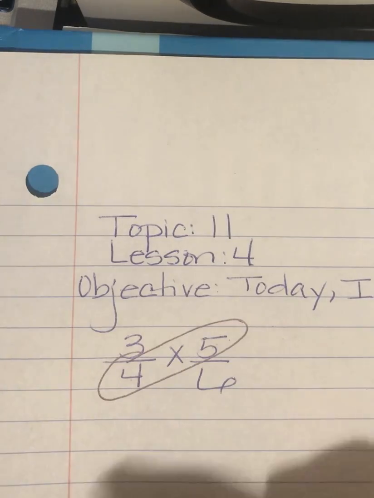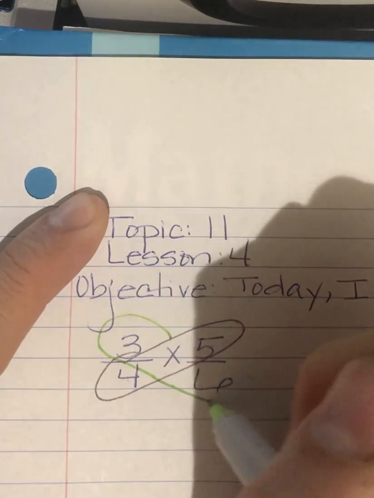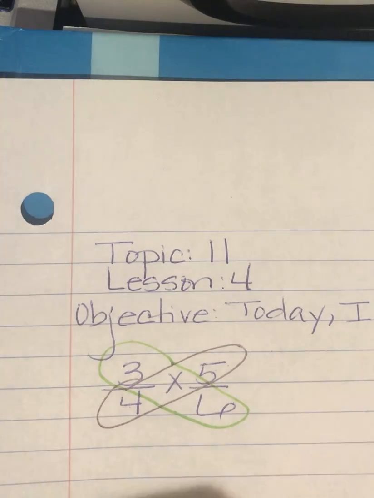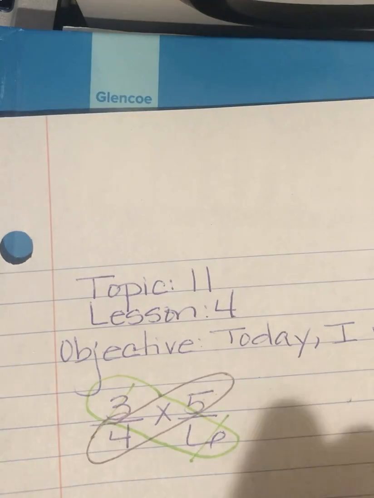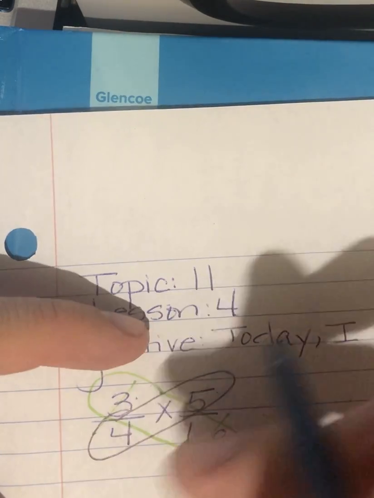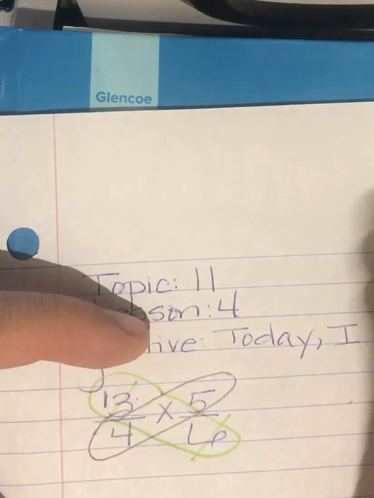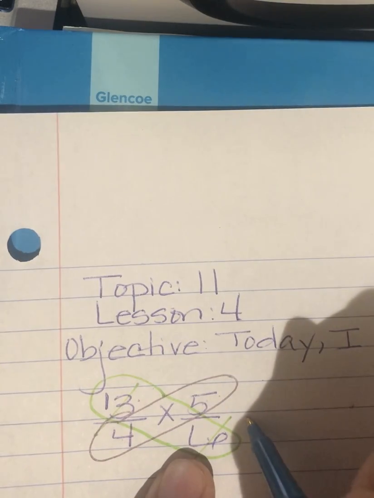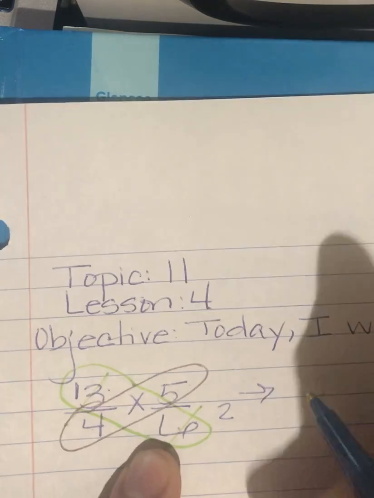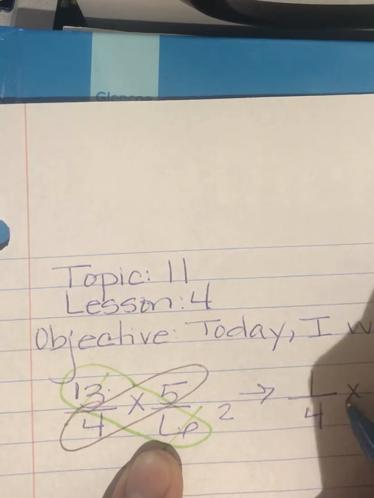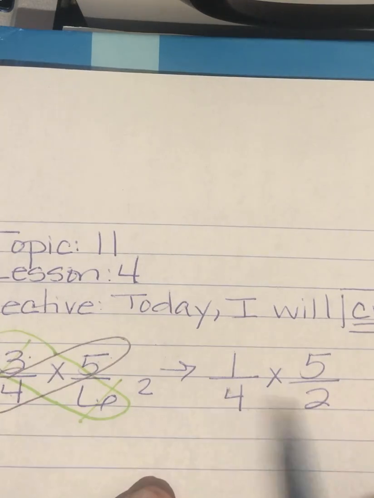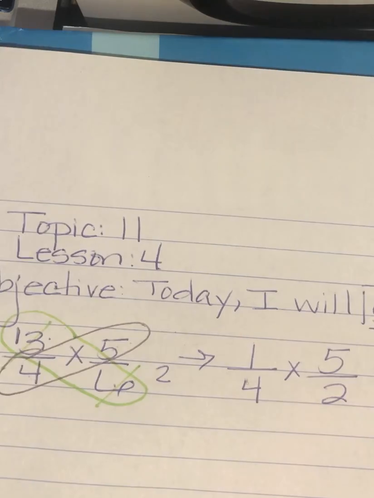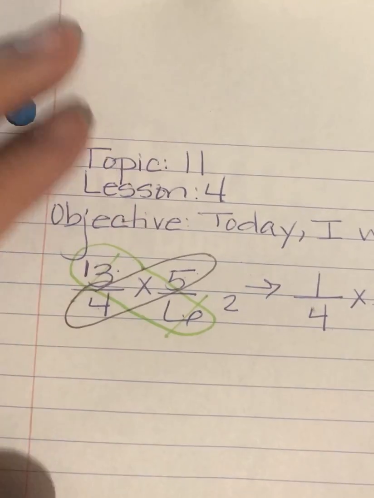Now I'm going to look at 3 and 6. 3 and 6 actually do have a factor in common, correct? 3 and 6 have 3 in common. Therefore, I divide 3 by 3, and that turns into a 1. 6 divided by 3 turns into a 2. And I rewrite this as 1/4 times 5/2. So this is what cross simplifying looks like, but let's go over it step by step so that you're not confused.